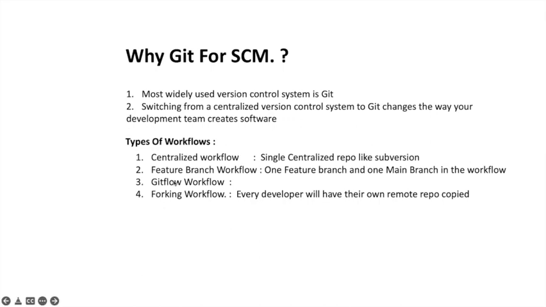And forking flow is something like they will fork that main repo into their individual repo, and then they will work on the forking flow. So every developer will have their own remote repo copied into their own repo. They can create multiple branches, and they can tag them, and they can work on their multiple branches. Once the work is done, they can always merge the code to the actual repo where the fork happened, right?